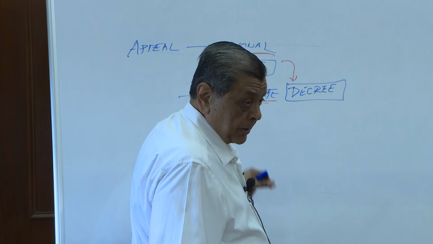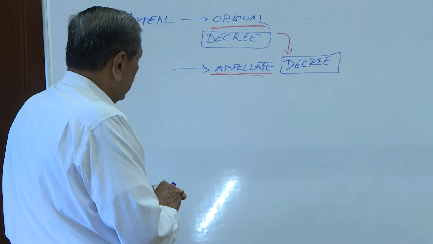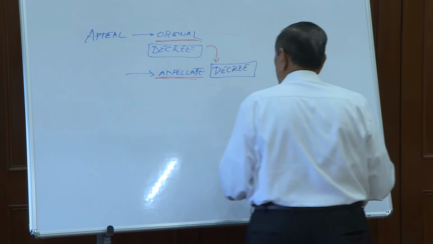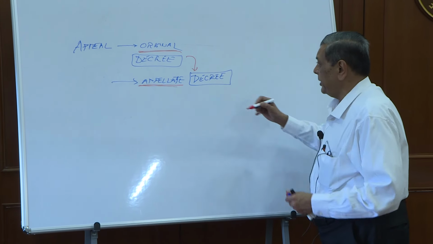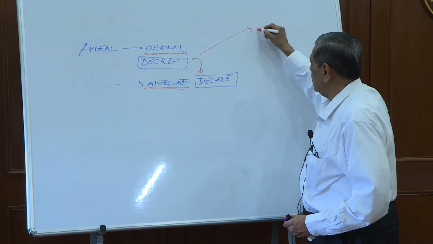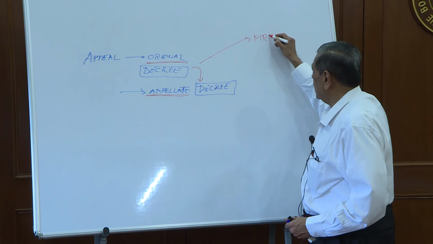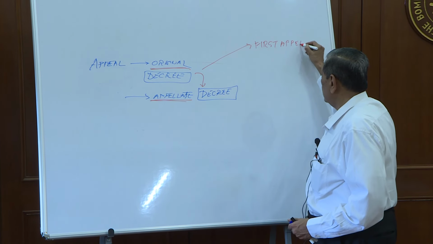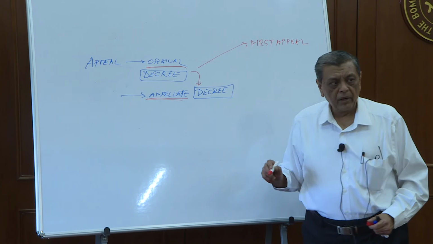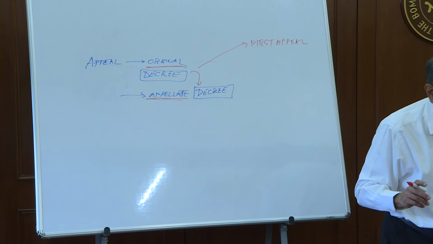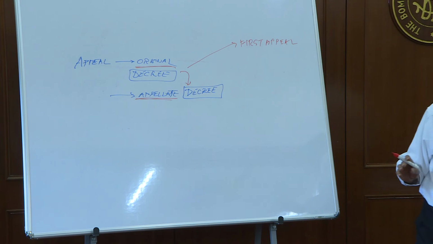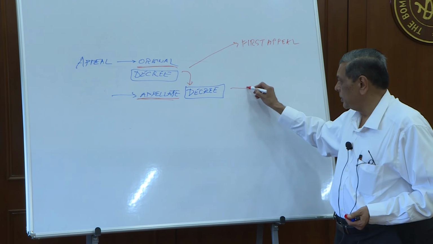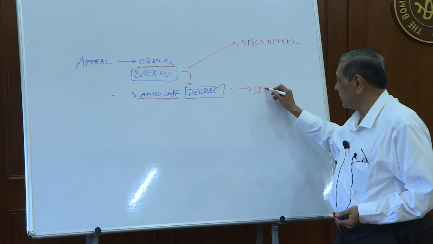Appellate decree. Now see what's happening. This, an appeal from an original decree, is a first appeal. On the appellate side in practice, these will be numbered as FA number something or the other. Always. An appeal from an appellate decree is a second.